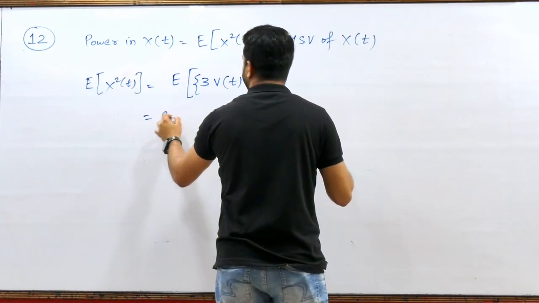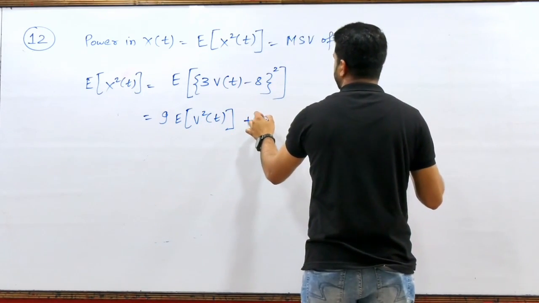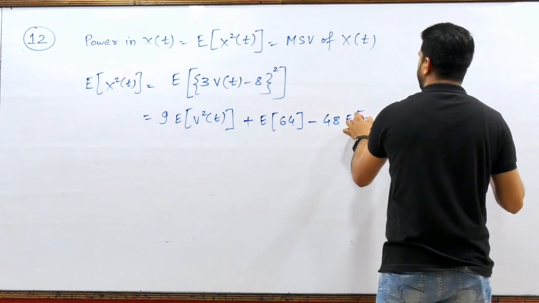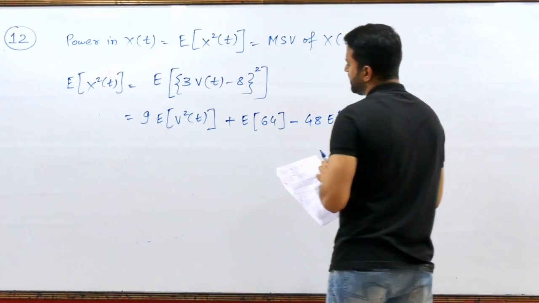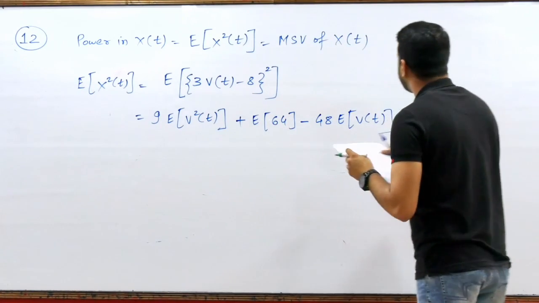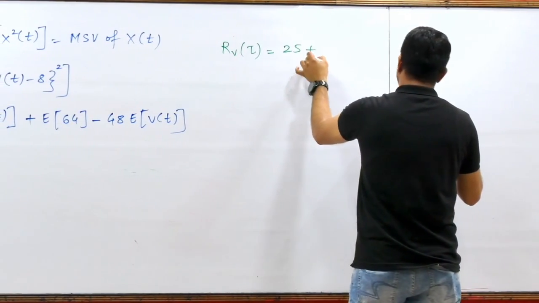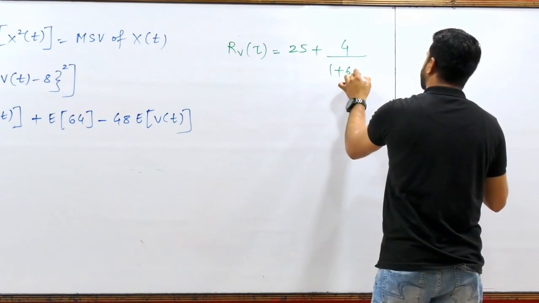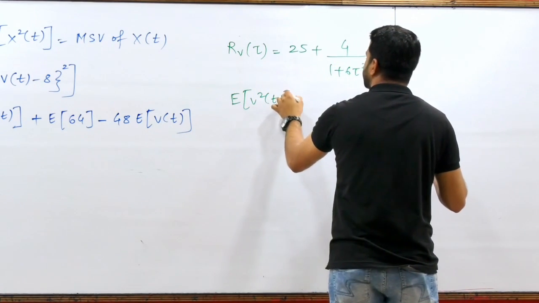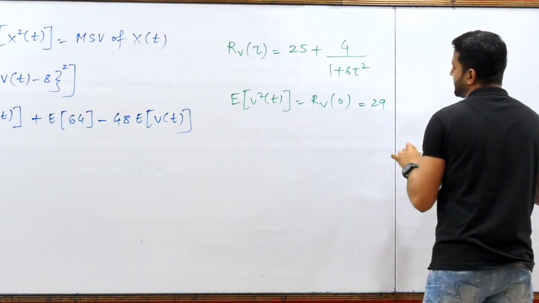And this is equal to 9 times the expected value of v²(t), plus the expected value of 64, minus 48 times the expected value of v(t). The expected value of v²(t), that means the mean square value of v(t), you can calculate from Rv(τ), which is 25 + 4/(1 + 6τ²). We get the mean square value at τ equal to 0. If I substitute τ equal to 0, I will get 29.